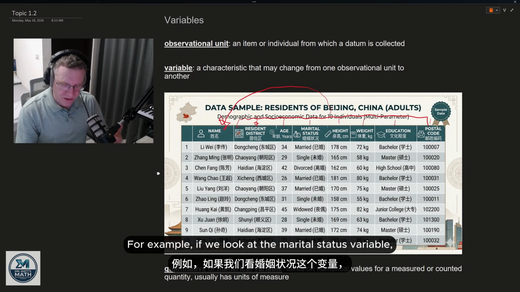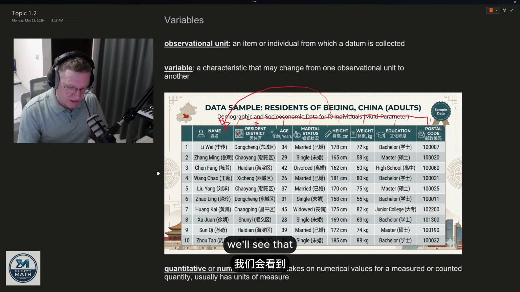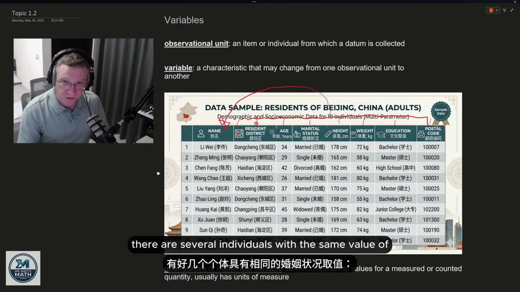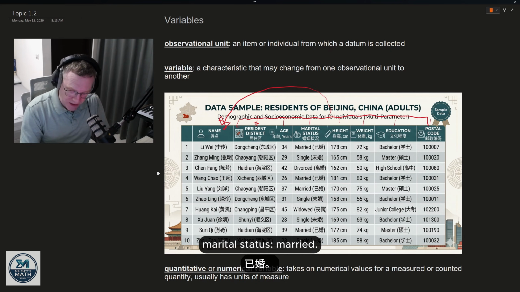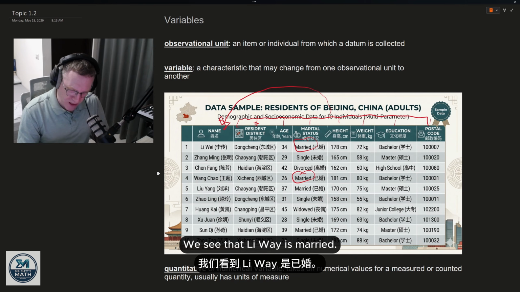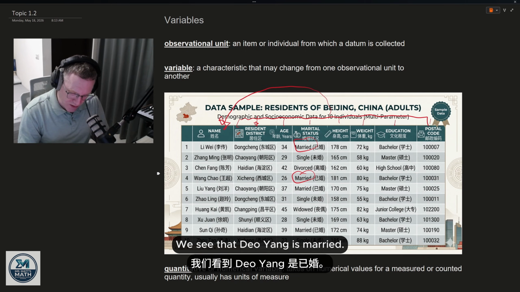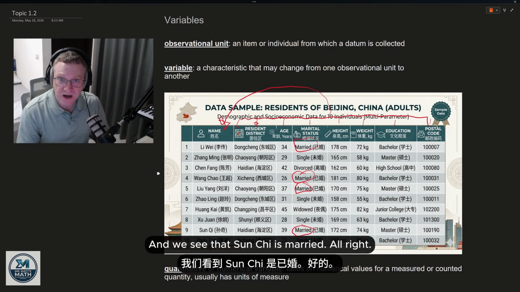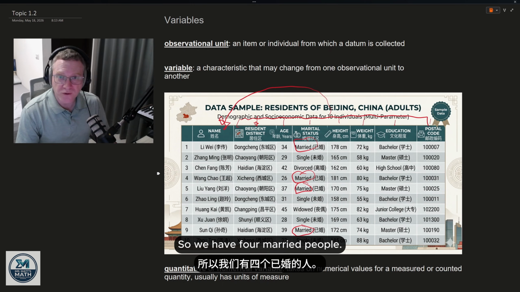For example, if we look at the marital status variable, we'll see that there are several individuals with the same value of marital status, married. For example, we see here that Wang Cao is married. We see that Li Wei is married. We see that Liu Yang is married. And we see that Sun Qi is married. All right, so we have 4 married people.